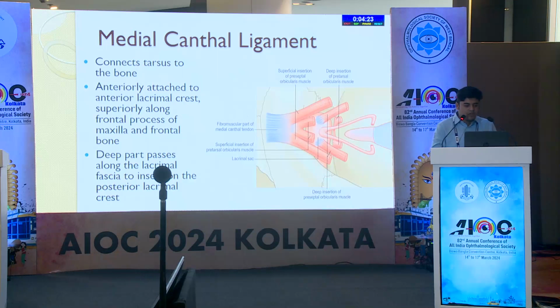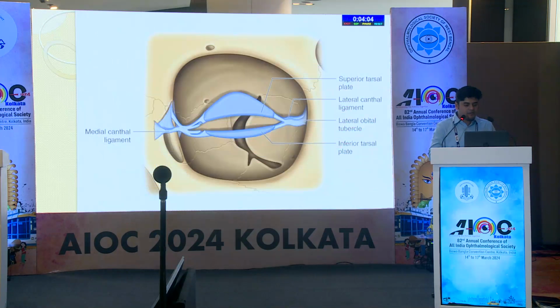Now, medial canthal ligament is one of the structures of the eyelid skeleton which connects the tarsus to the bone, and it is anteriorly attached to the anterior lacrimal crest and superiorly along the frontal process of maxilla and the frontal bone. The deep part, which is important, passes along the lacrimal fascia to insert on the posterior lacrimal crest.